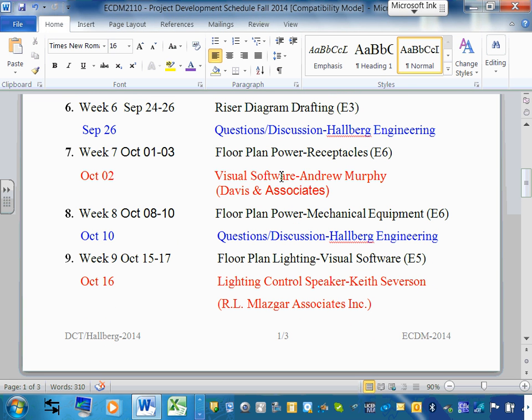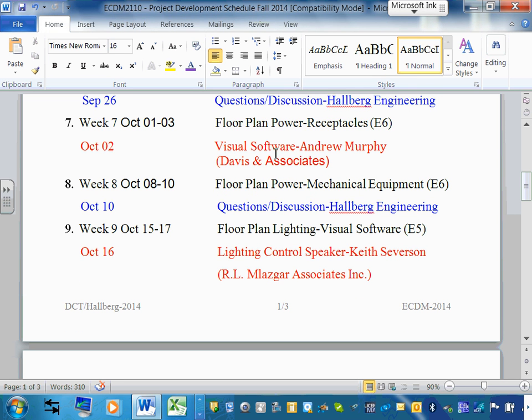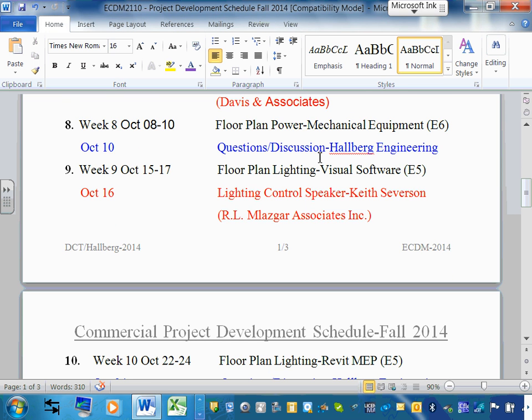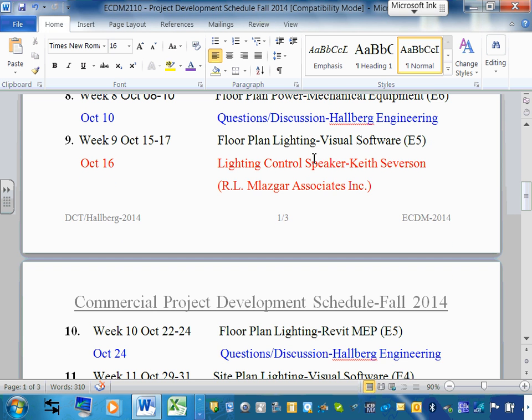Week 7, we have floor power receptacle layout, and we will have a speaker on Visual software. Andrew Murphy from Davis and Associates, a graduate of this program, will be here to walk you through how to use Visual. Like I said, there will be 8 to 9 software packages that you guys are going to be using. So, moving on, week 8, we're going to have floor plan power mechanical equipment, E6, that we're going to be doing. Questions and answers on the 10th.